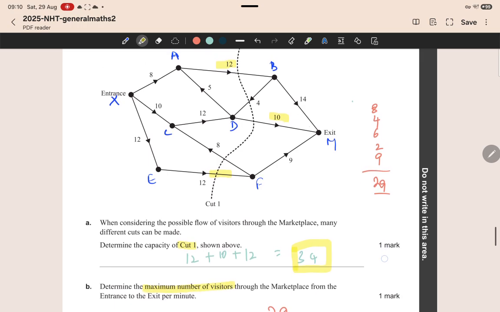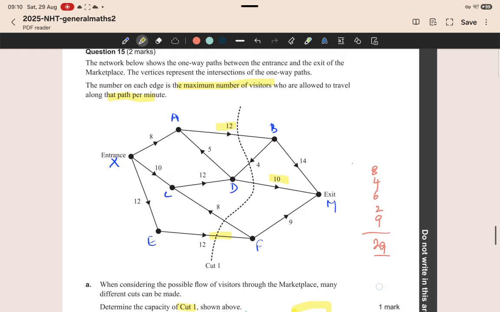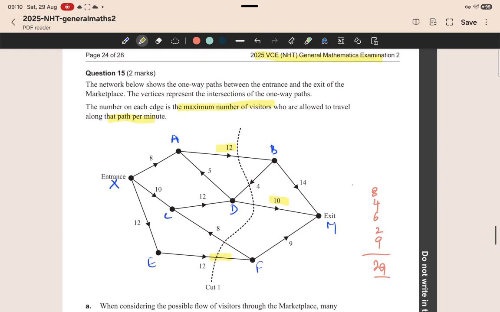Now the next question says, determine the maximum number of visitors through the marketplace from the entrance to the exit. There are many ways to do it, and across my videos I've explained a few different methods. One of them is writing down all the different paths that go from the source to the sink, and adding the lowest values along those paths that can flow through. I think what I'm going to explain is something very similar.